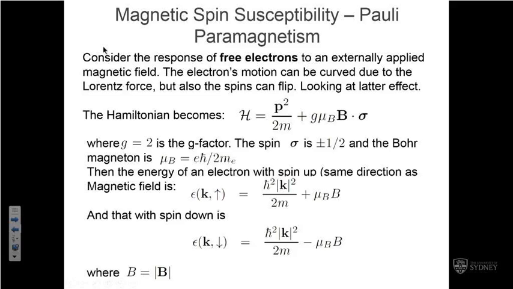So what happens is if you have a magnetic field B, the energy of the system with spin up, if you have spin up electrons, your Hamiltonian will become like this with a plus sign here. If your electrons have spin down, indicated by the arrow here, you'll get minus mu B.